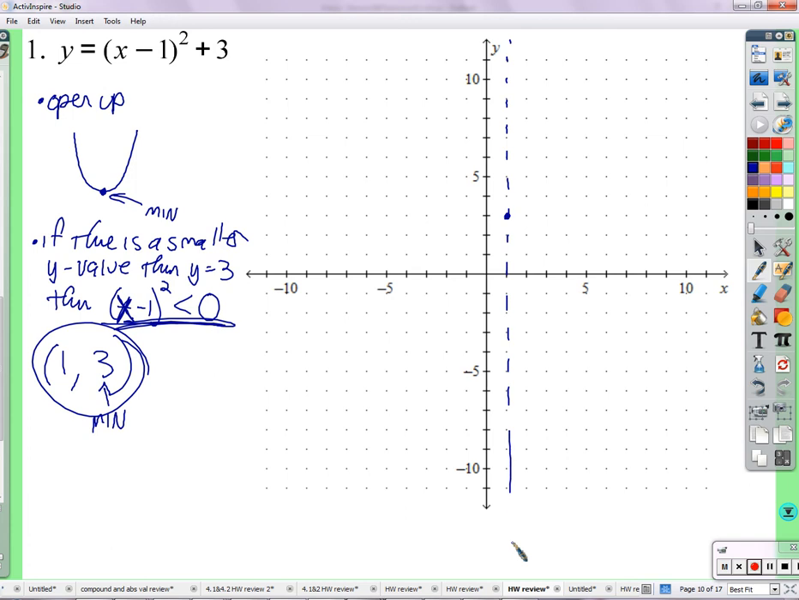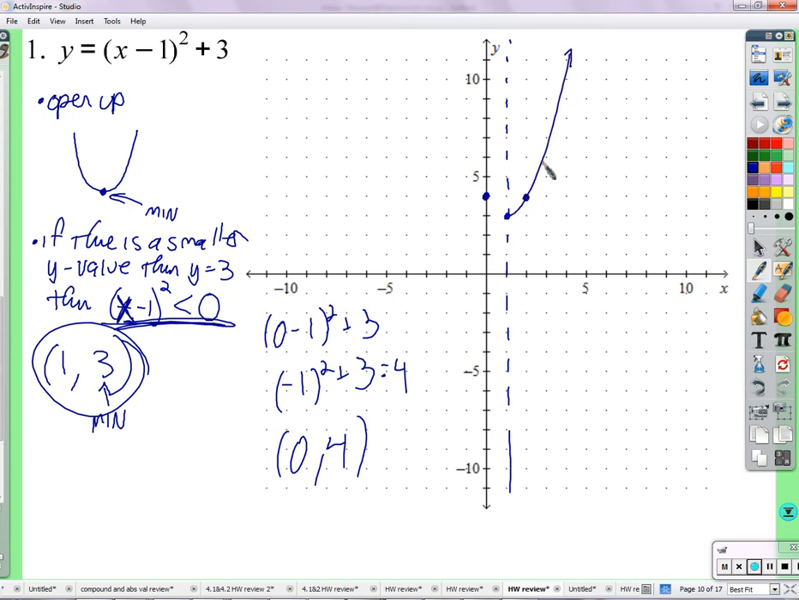Now, it's not as simple as when we used to plug in zero, because it's written differently. It's actually easier in this case to plug in one. 0 minus 1 squared plus 3, so we get negative 1 squared plus 3. So we get 1 plus 3, that's 4. So we plugged in 0, we got out 4. Reflect it, 2, 4. There's our parabola.